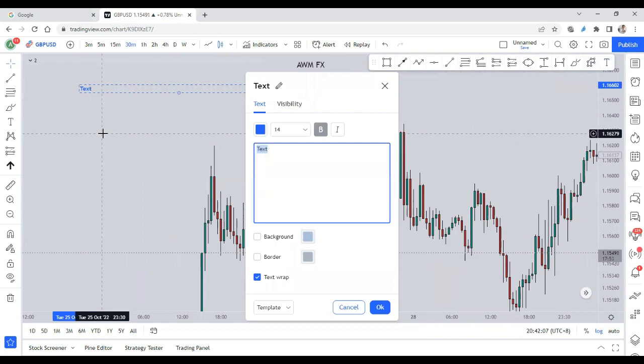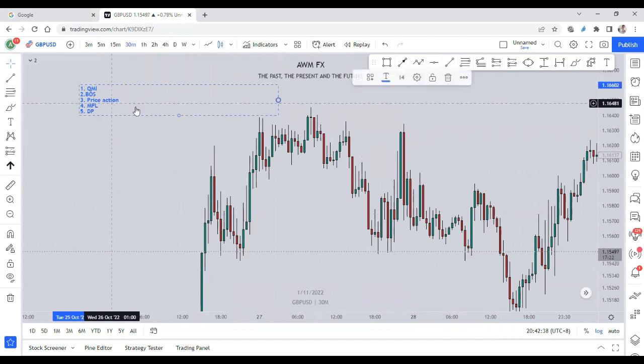So I asked three things, I think four or five things. I believe first is the QML. Then the second is about the break of structure that forms the QML. Then I asked about price action. Then I asked about the MPL. And last but not least, I asked about the decision point. So I'm going to explain everything one by one.